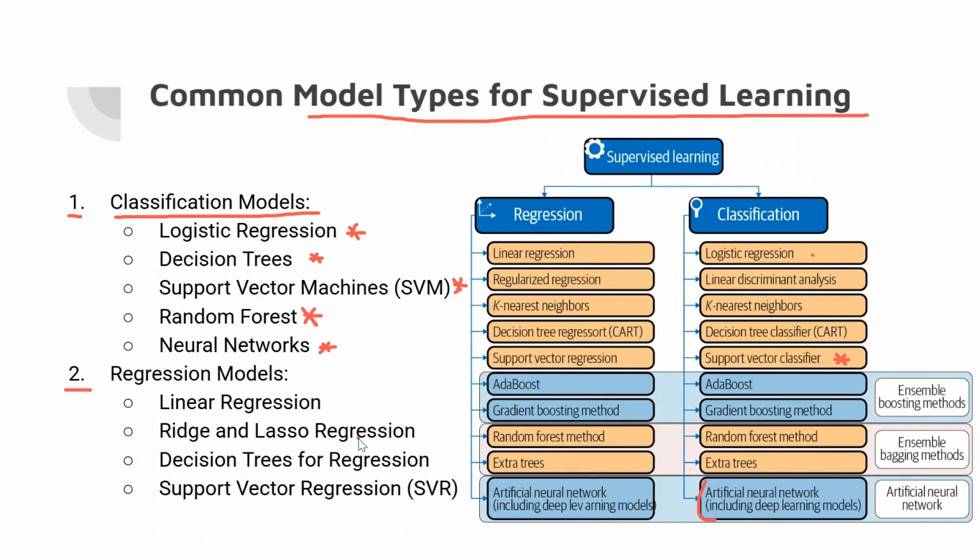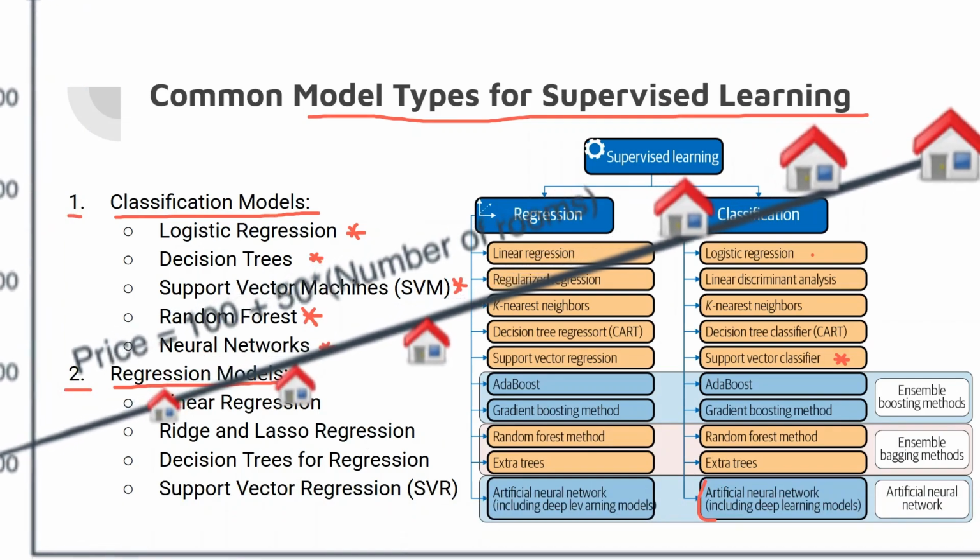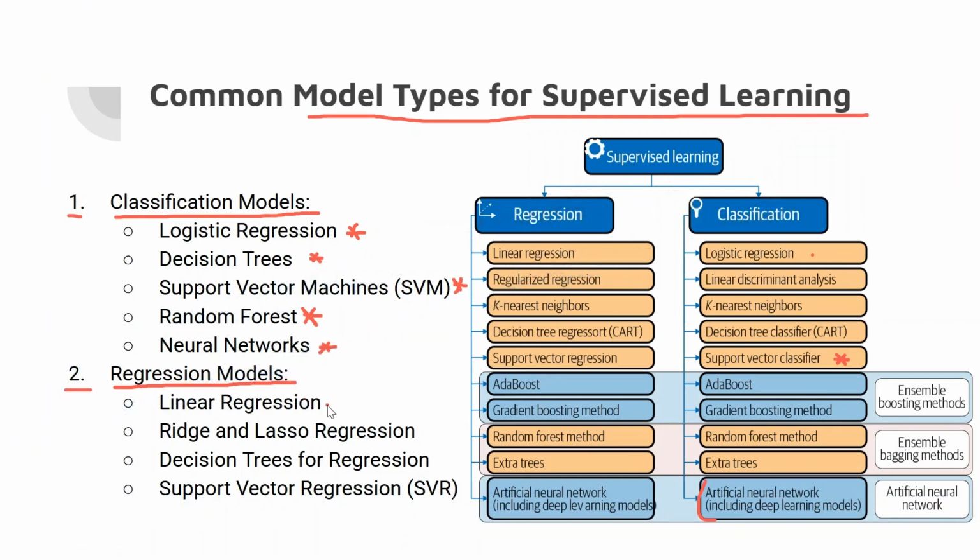Now, on to regression models, which predict continuous values. Examples where you use regression: predicting the price of a house based on its size and location. Forecasting sales numbers for a company's next quarter. Estimating how much electricity you might use next month.